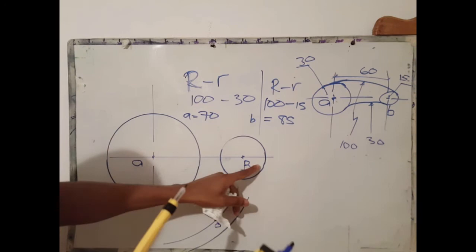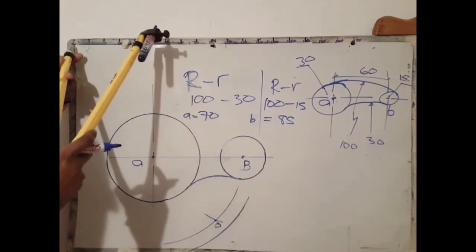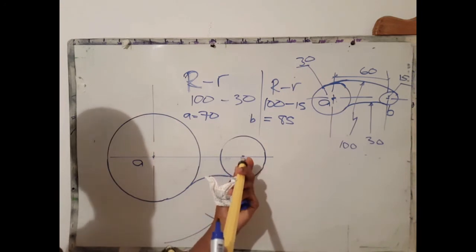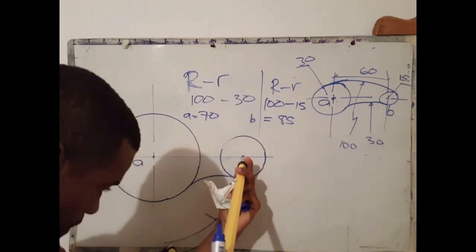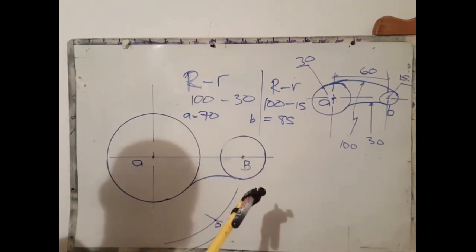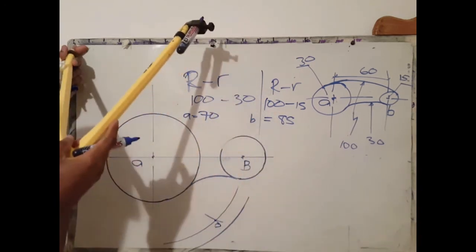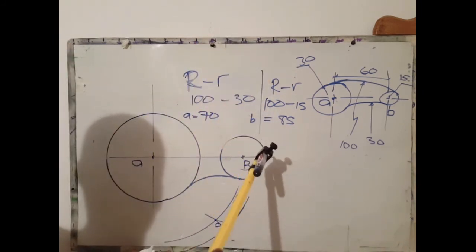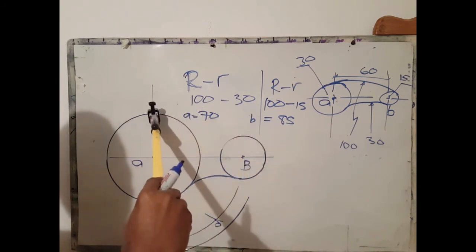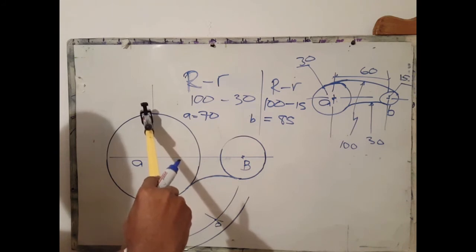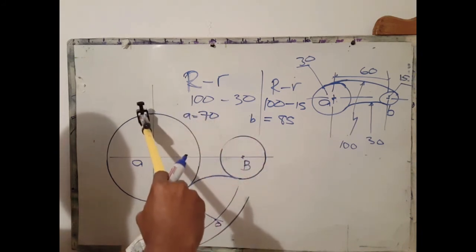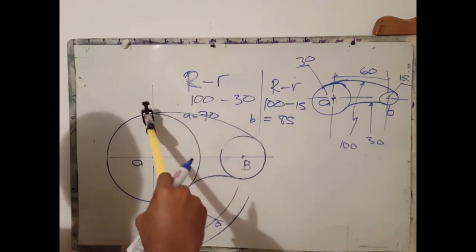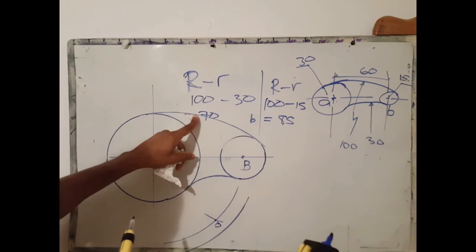With B as center, readjust your compass to 85. My center falls a little bit off board. Next step is to readjust your compass to 100 millimeters. There we go.